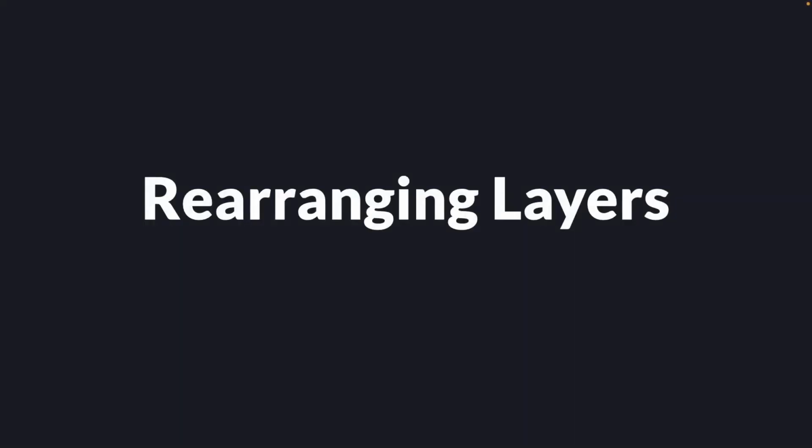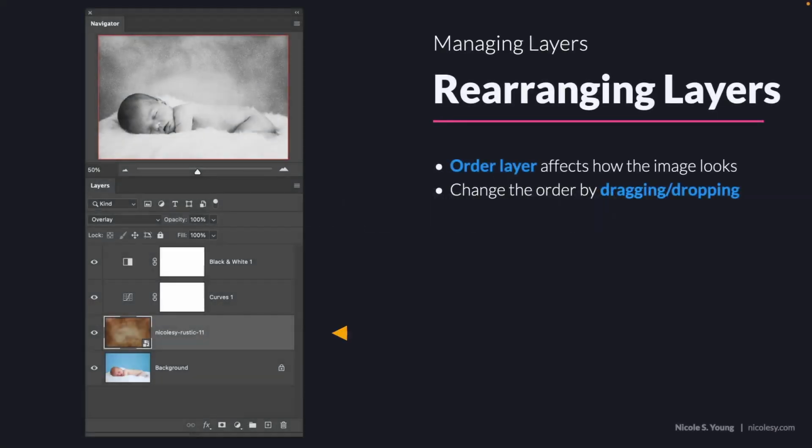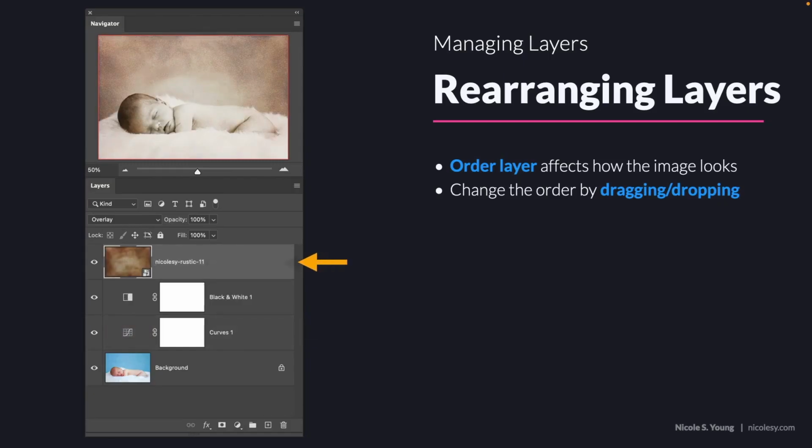Now let's talk about rearranging layers in Photoshop. The order of the layers in the Layers panel affects how the image will look. Changing the order of the layers can alter that look of your photo as well. You simply do this by dragging and dropping. So let's jump over to Photoshop and take a look at how this works.